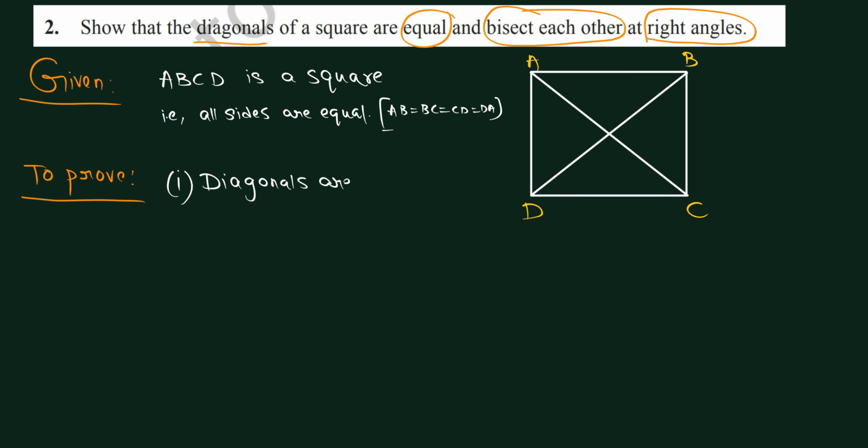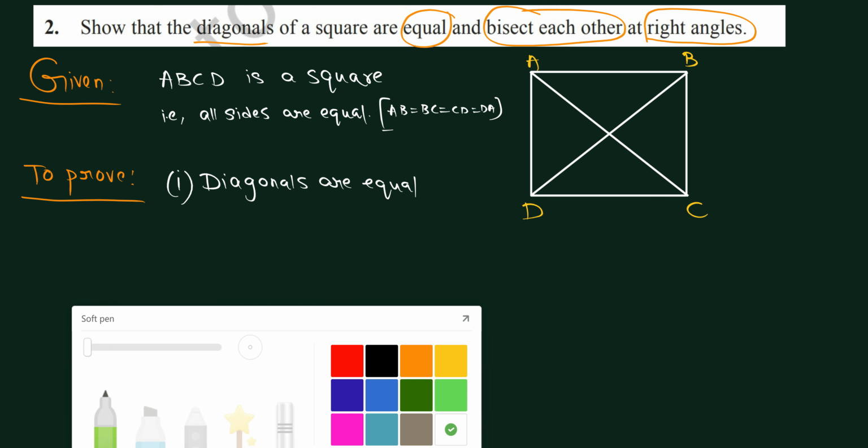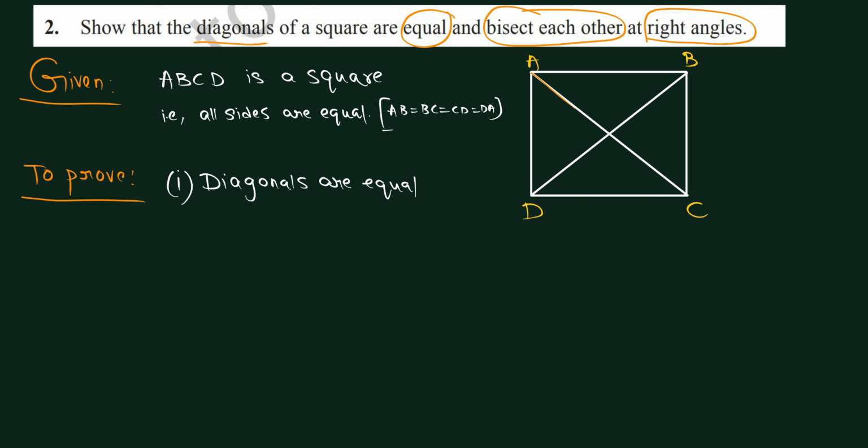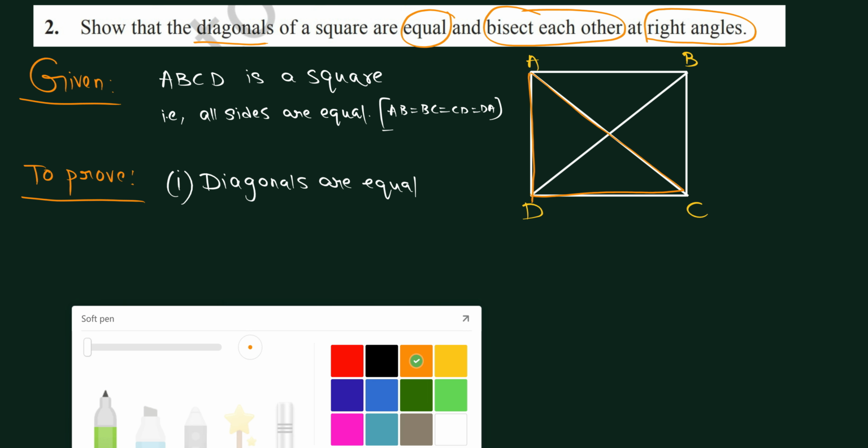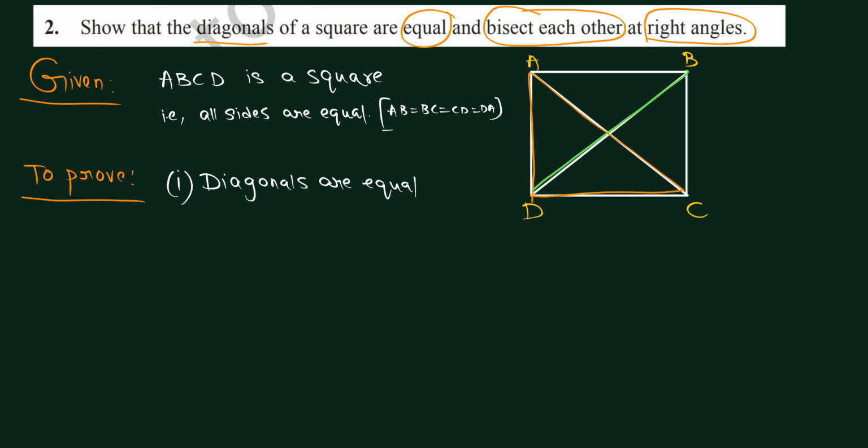To prove the diagonals are equal, what triangles do we need to select to cover the entire diagonals? To cover the diagonal AC, what triangle do we need to select? Triangle ACD. In a similar way, to cover the diagonal BD, which triangle do we need to consider? Triangle BDC. Okay, so write down here proof.